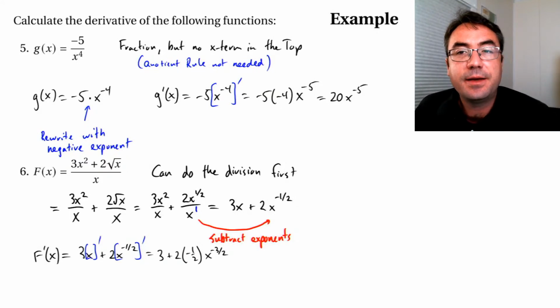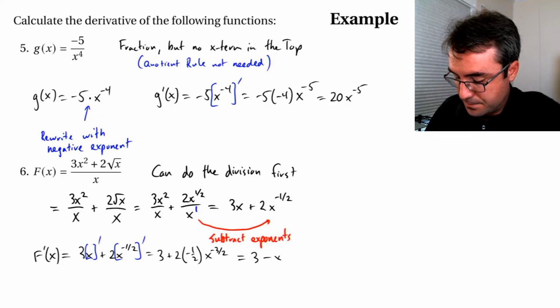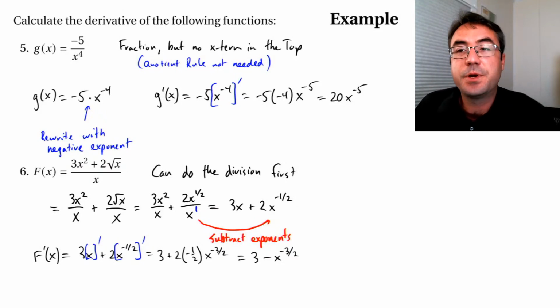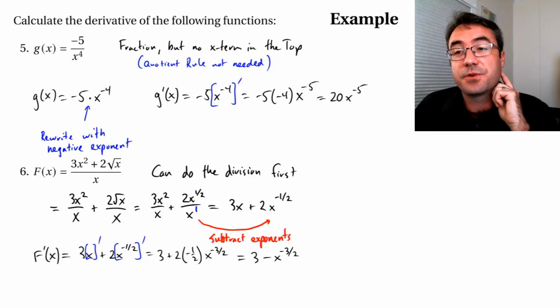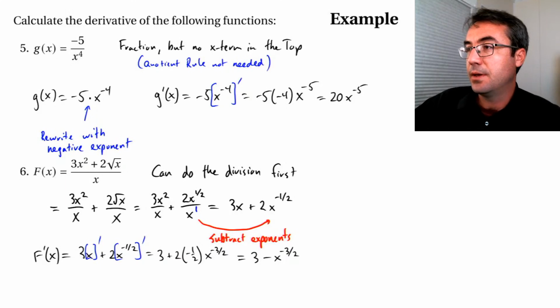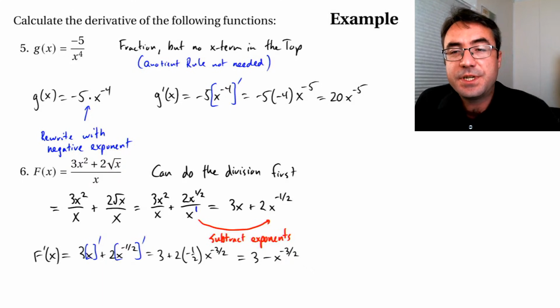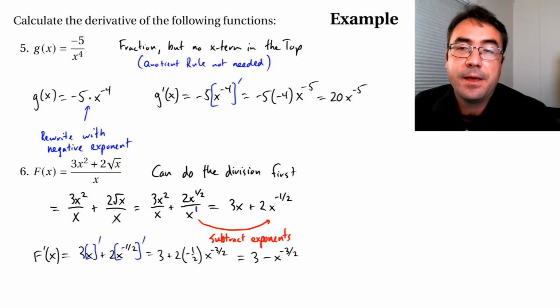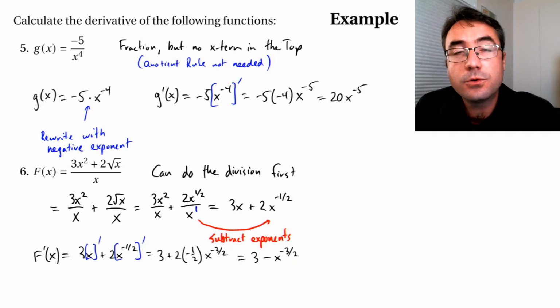And then if we simplify, can do a little bit of simplifying there. The 2 times the negative 1/2 just gives us negative 1. So we end up with 3 minus x raised to the negative 3/2 power. And there's our derivative. And we didn't have to use quotient rule. We just did the division first. All right. So we'll stop there for product rule and quotient rule. And so now we can differentiate the product of two functions and the quotient of two functions.